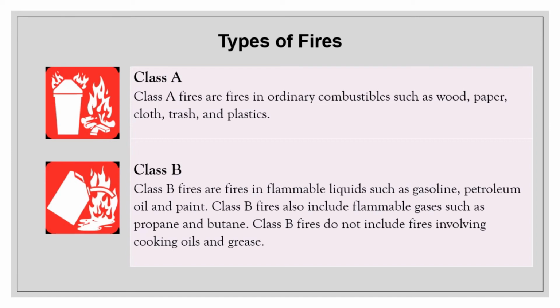So here are the different types of fires that we must know. First, Class A. It is fires in ordinary combustibles such as wood, paper, cloth, trash, and plastics. Class B are fires in flammable liquids such as gasoline, petroleum oil, and paint. Class B fires also include flammable gases such as propane and butane. Class B fires do not include fires involving cooking oils and grease.